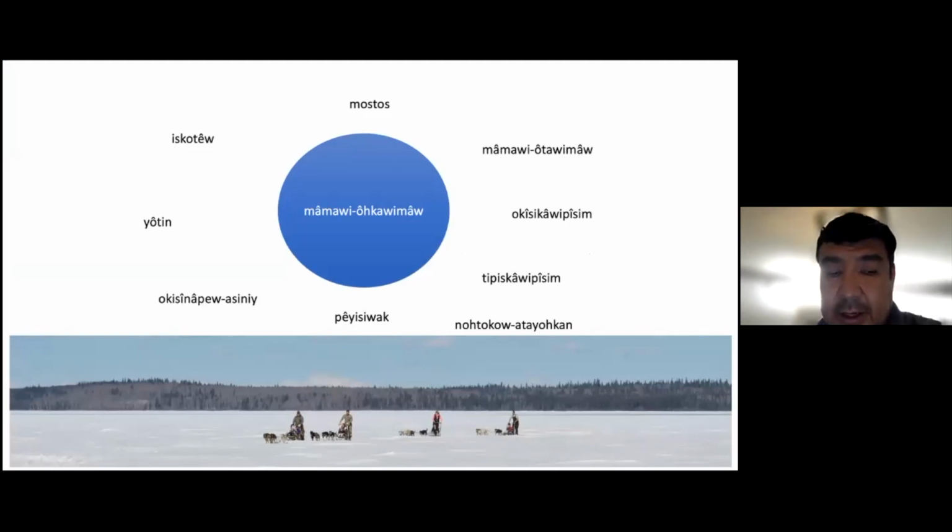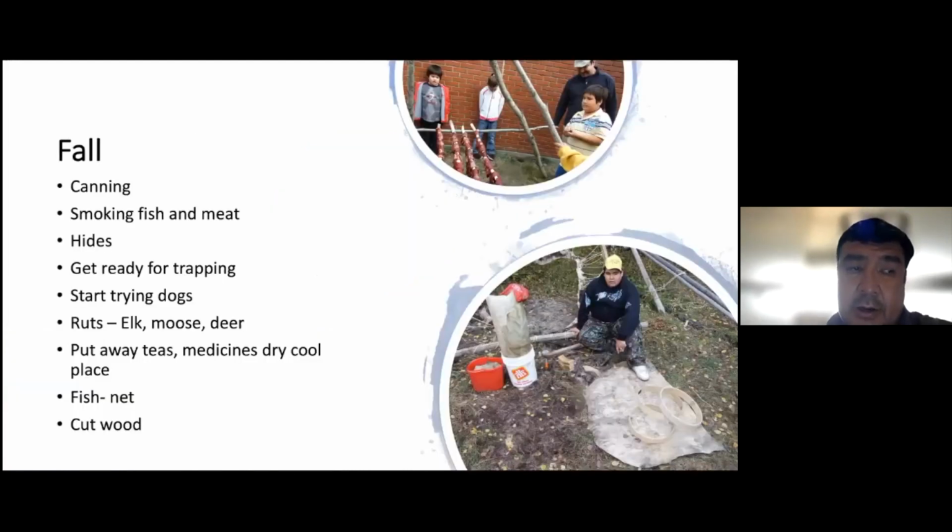But again, it's going to need allyship. It's going to need uncomfortable talks. It's going to need absolute truth, and we're going to have to go through this together to move on. And it's pretty exciting to me. It is. And again, for those, this is our curriculum. These are our teachers. Fall, canning, smoking. We're getting ready for our Canadian winter, right?